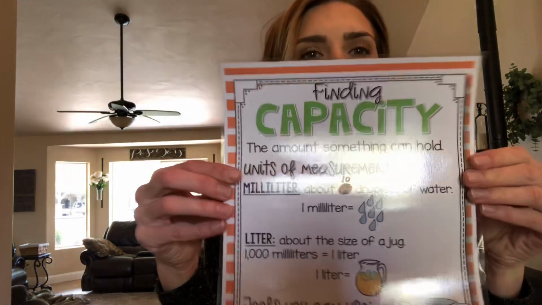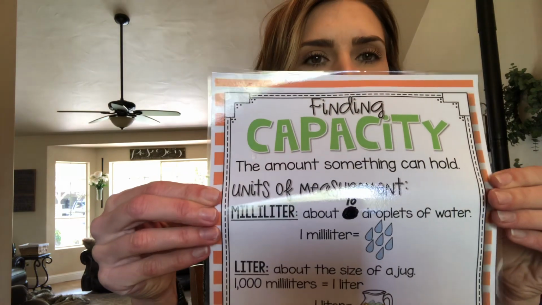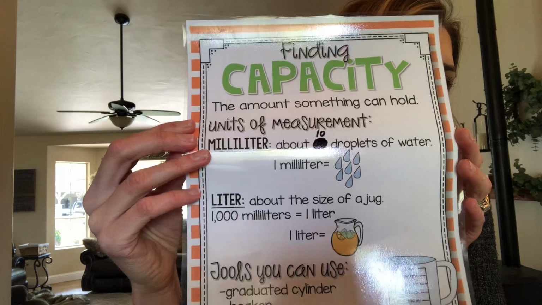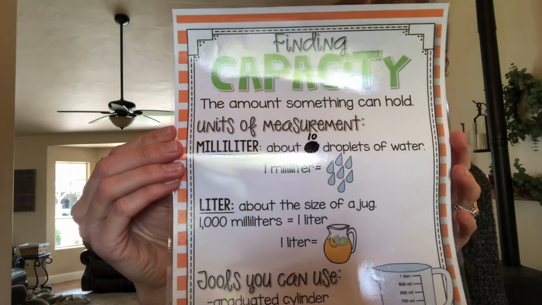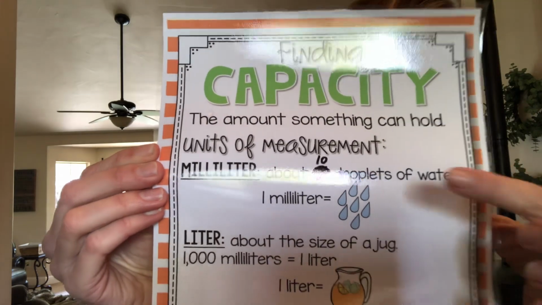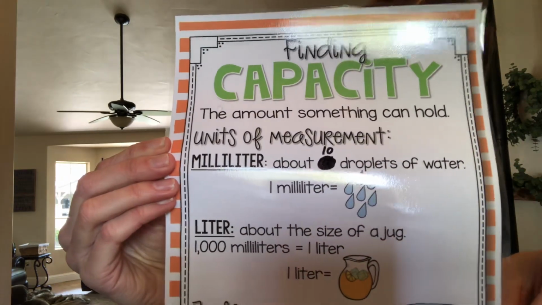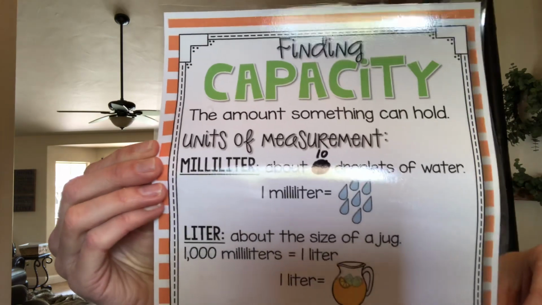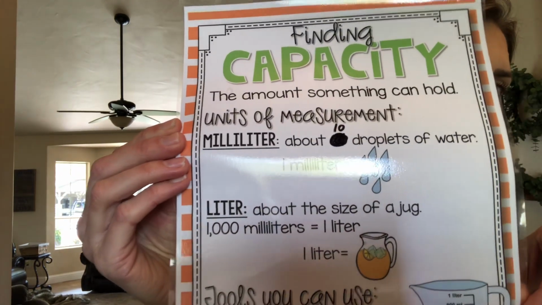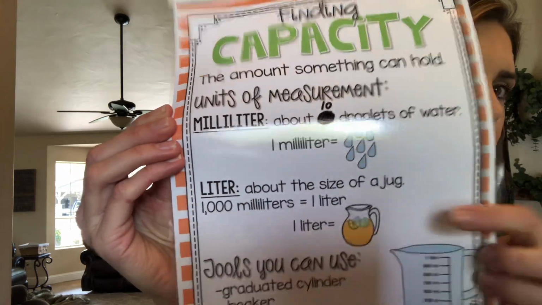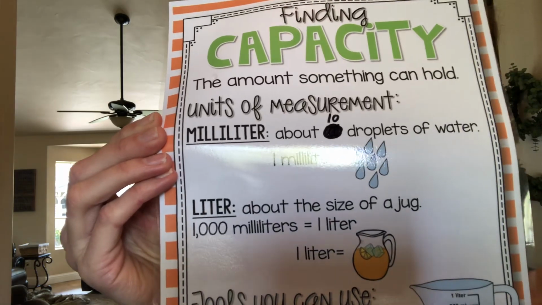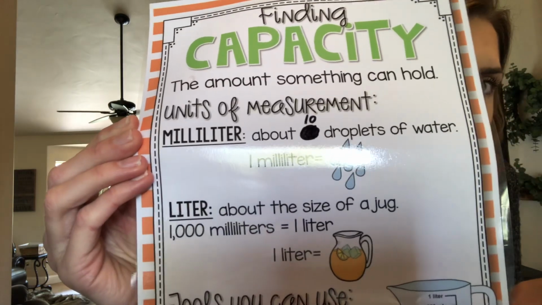For our purposes in third grade, we're going to be focusing on the metric system of measurement, and the two units that we will be dealing with the most are milliliters and liters. Now, a milliliter is about the size of 10 droplets of water, so small amounts of liquid are measured in milliliters. Liters, on the other hand, are used for measuring larger amounts of water, like a jug or a pitcher. There's also kiloliters, and that equals about 4 bathtubs full of water.